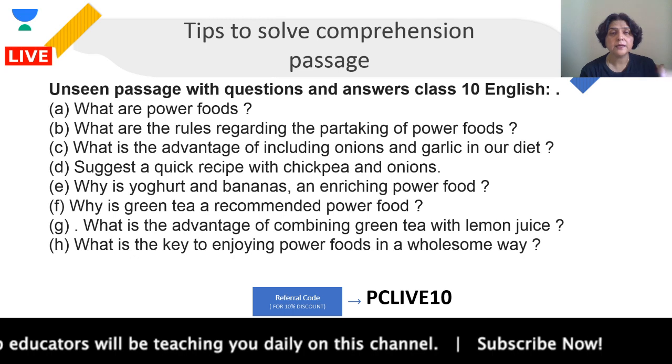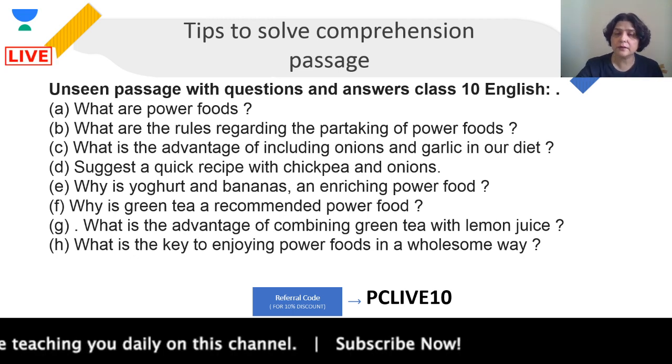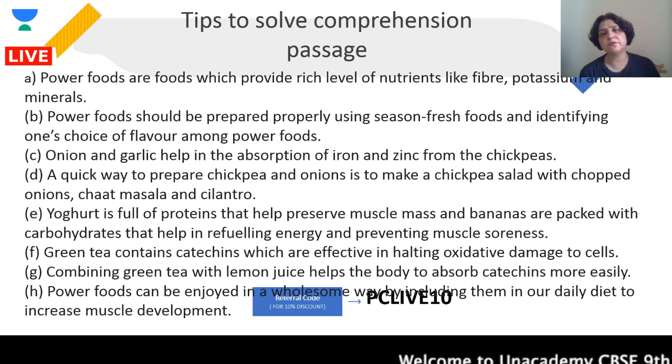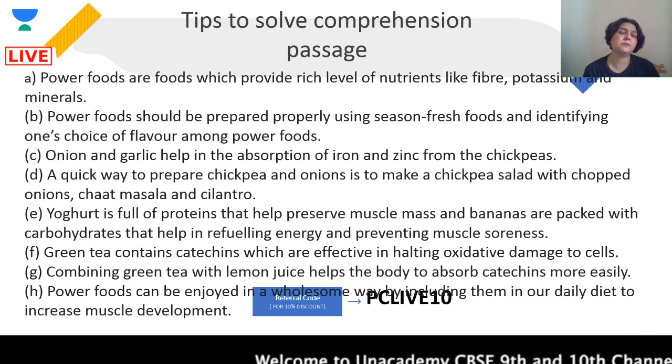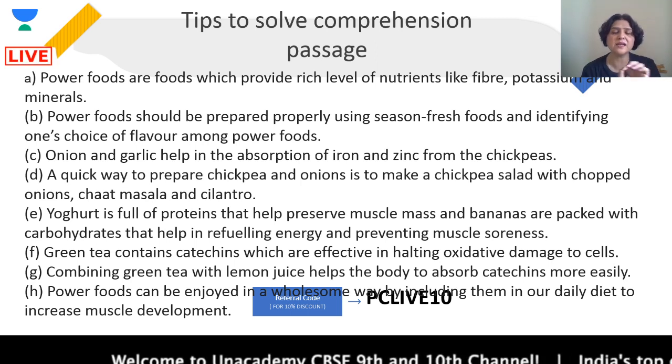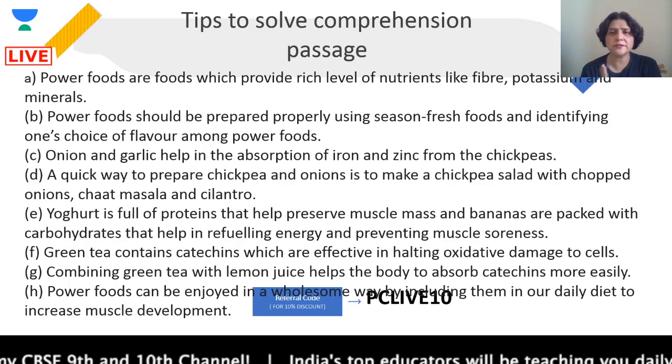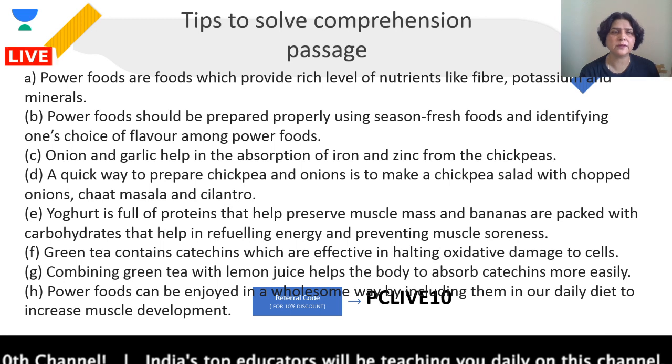Now we'll see the answers and how they are written. If you see, power foods are foods which provide rich levels of nutrients like fiber, potassium and minerals. If you notice, the answer is just up to the mark. Ekdam spot on. No extra detail because we know this is a 1 mark question.